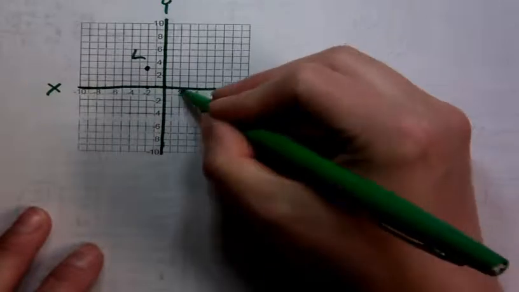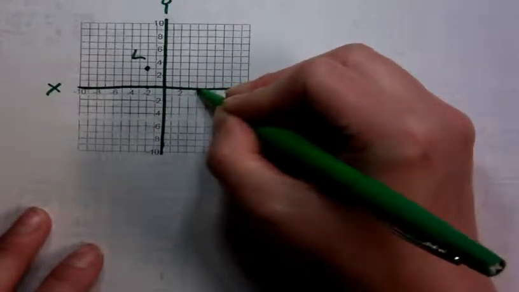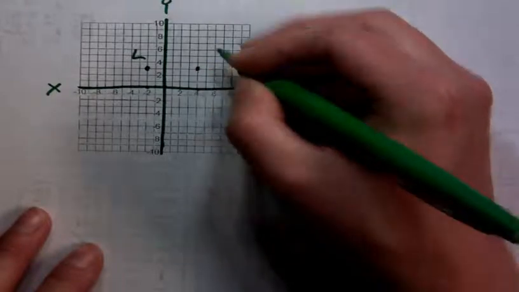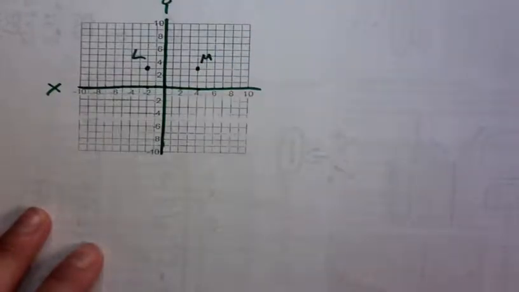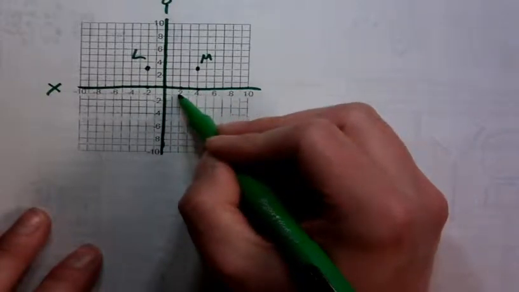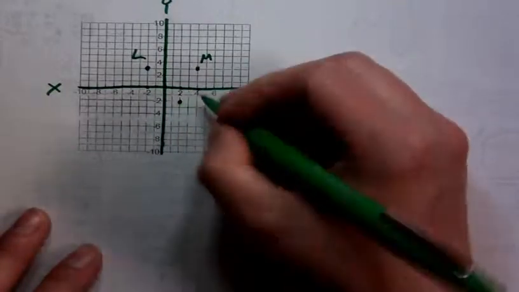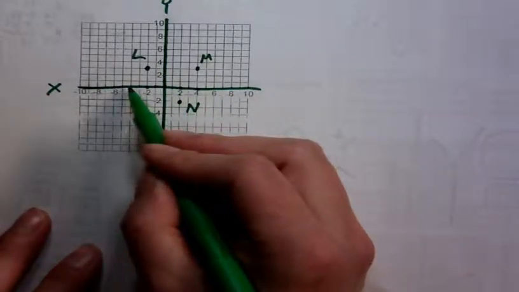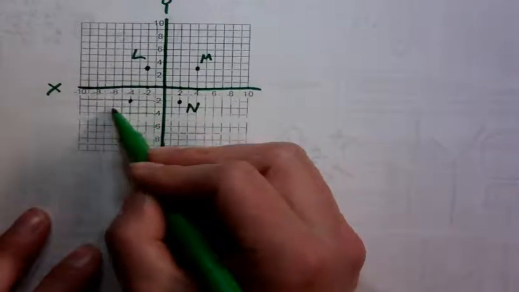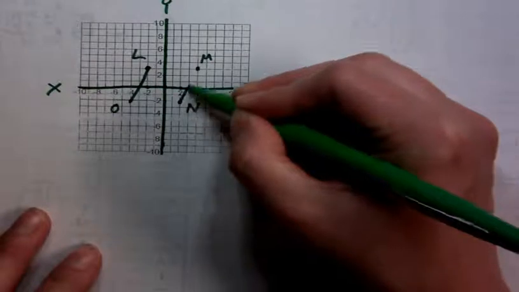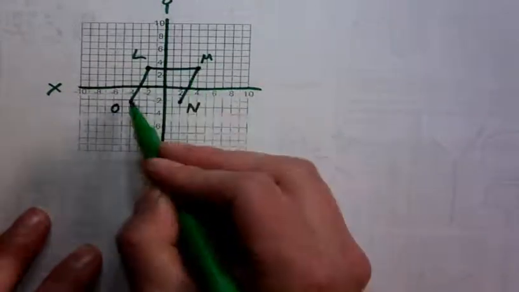And then M is +4, +3. So that's M. N is +2, then -2, so down 2. And O is -4, -2. And then I connect them all to make my shape.